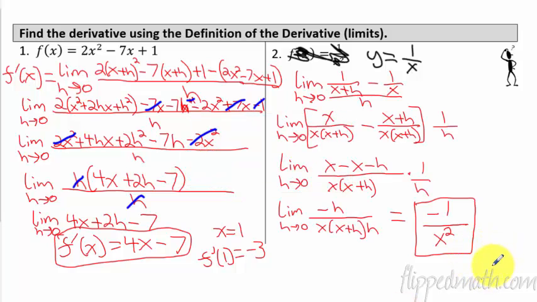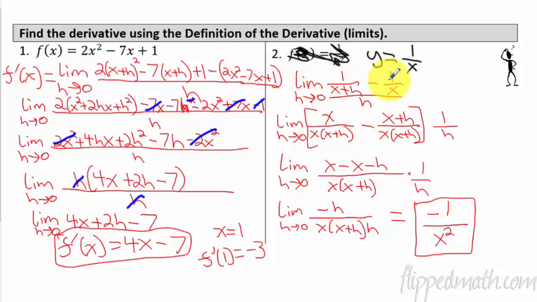Okay, if you got negative 1 over x squared, then that is amazing. You're actually pretty darn good at this. Go on in this lesson. If you didn't get that, pay attention to this. So here's how we do this. You first plug in an x plus h minus the original function here. And then it's all over h.